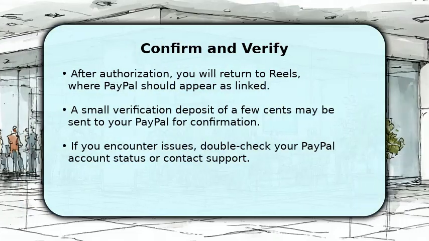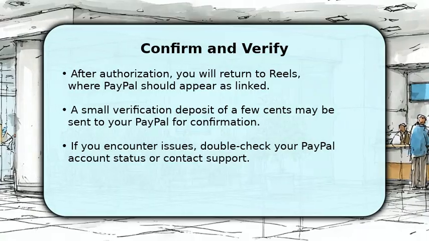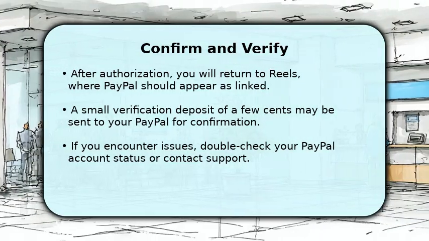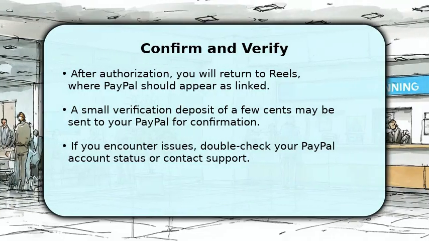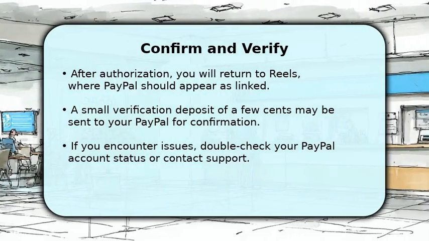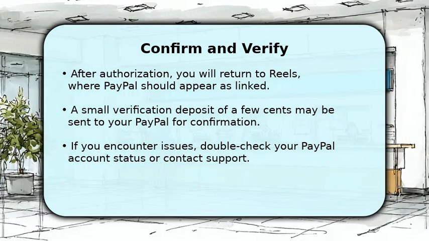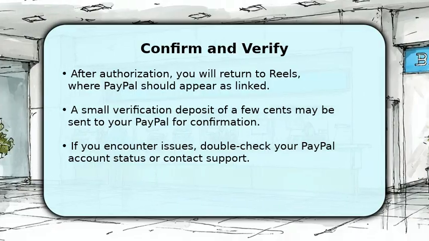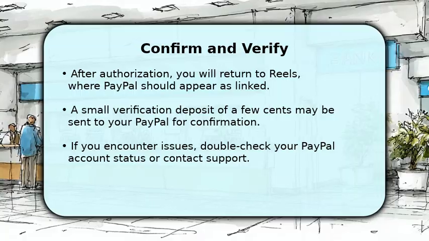Once you have successfully authorized the connection, you will be automatically redirected back to your Reels payout settings. You should now see PayPal listed as your primary or an available payment method. Sometimes, a small verification deposit, perhaps a few cents, might be sent to your PayPal account to confirm the link. If you face any issues, always check your PayPal status or contact platform support for assistance.